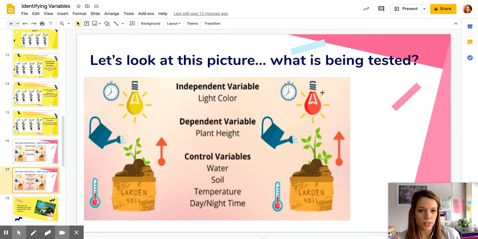We've got yellow over here and red over here. Dependent is what data could be taken. And again, there's lots, but we're choosing plant height. So we'd have to measure that.